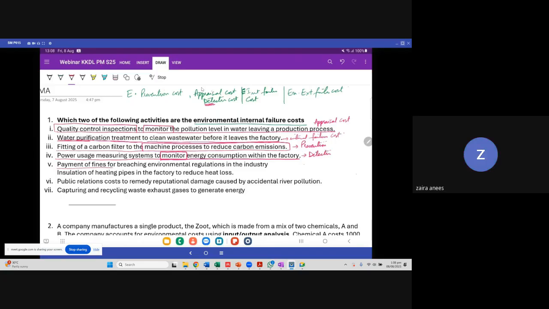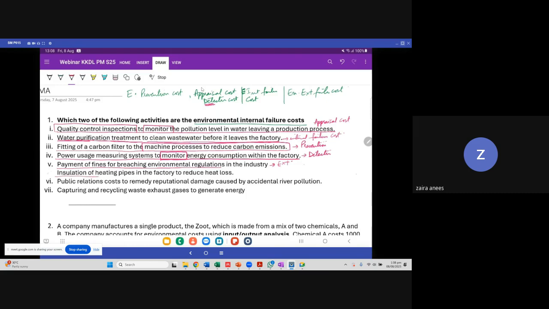Payment of fines for breaching environmental regulations. Purely external. Why? Because fines can generally be imposed when you did something wrong, so you have probably breached the regulations. That's how this external concept works.